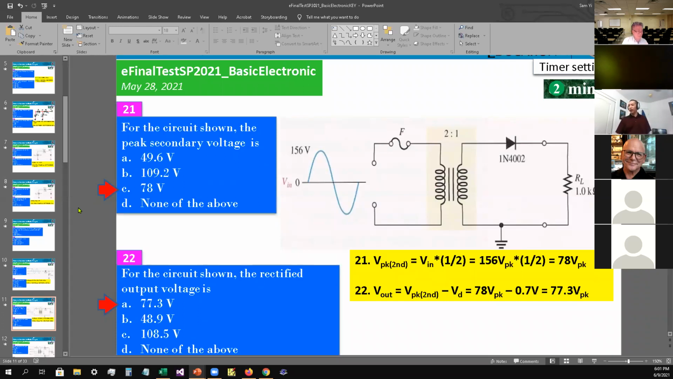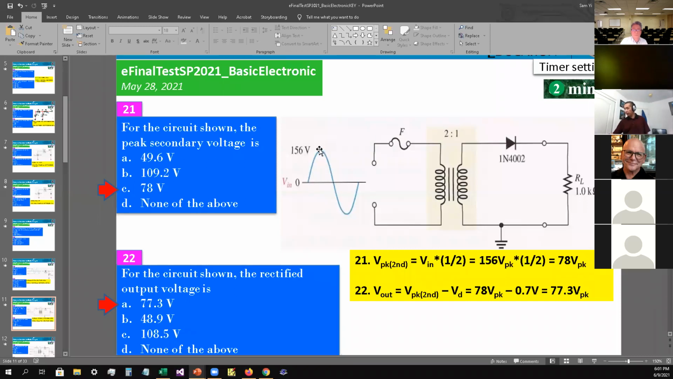Number 21. For the circuit shown, the peak secondary voltage is... we're going to be putting in 156 volts peak to peak, from here to here. So if we look at just the peak, that's going to take the peak to peak divided by 2.